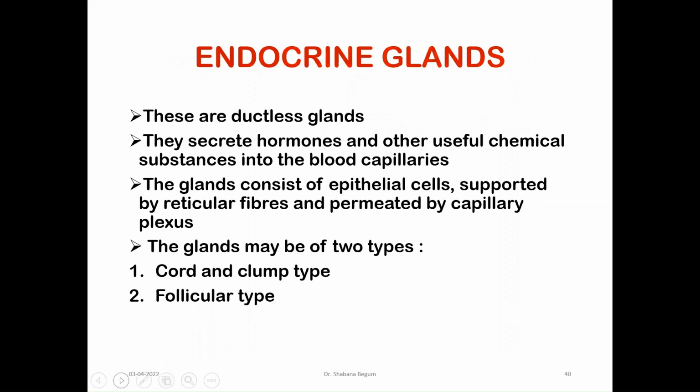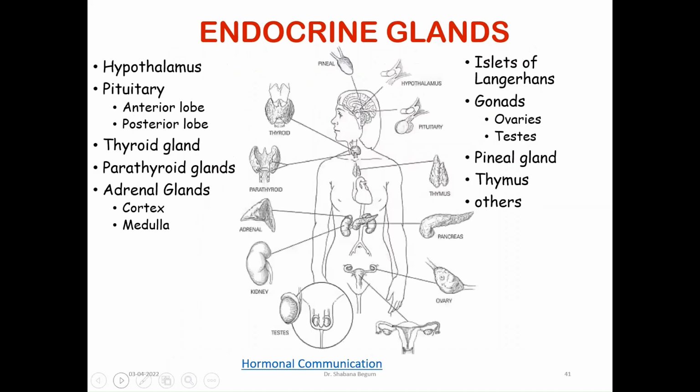Let us discuss in very brief about the endocrine glands. The endocrine glands, as we already know, are ductless glands which secrete the hormones and other useful substances directly into the bloodstream. And the glands may be of two types. One is the cord and clump type, the other is the follicular type. The different endocrine glands of our body include the hypothalamus, the pituitary, the thyroid, parathyroid, the adrenal glands, the kidney, the pancreas, the gonads, the testes and the ovary, and the thymus.